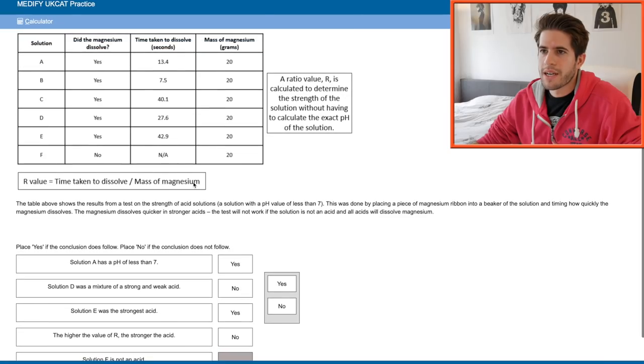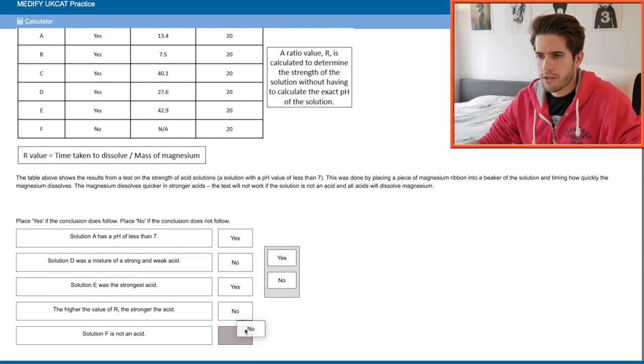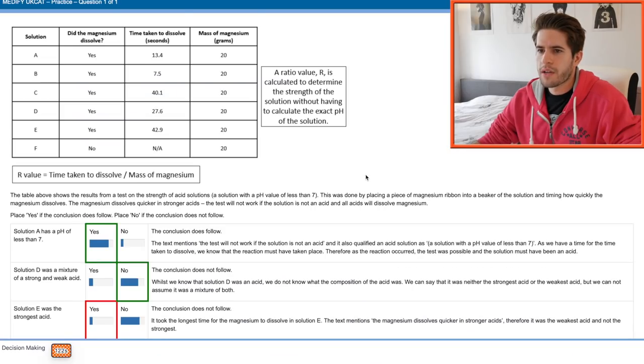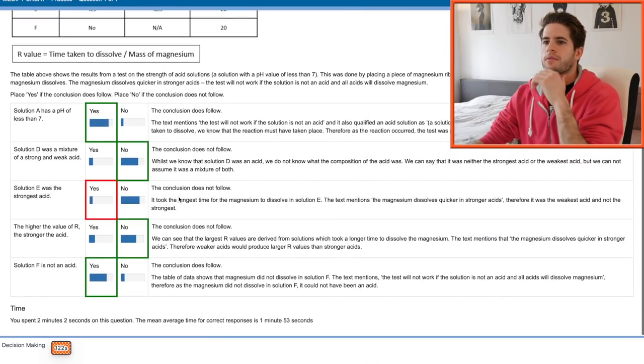Solution F is not an acid. Did the magnesium dissolve? No. All acids will dissolve magnesium, so it's not an acid. That's true. Whoops. Solution F is not an acid. Partially correct. Did I really get that wrong?